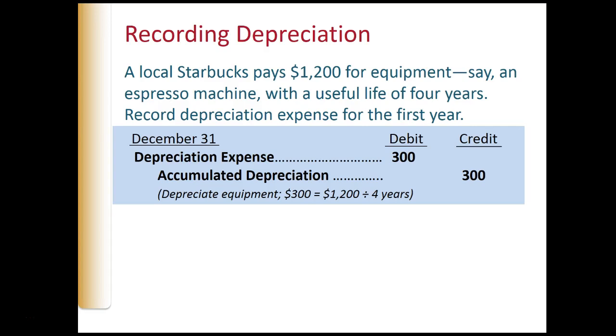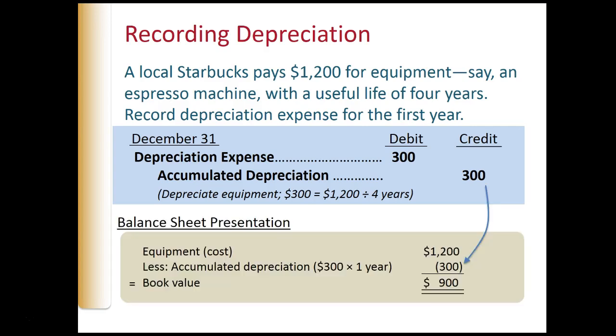So the credit side of the entry requires some explanation here. Accumulated depreciation is what we call a contra asset account, meaning that it reduces an asset account. So rather than credit the account equipment directly, we instead credit its contra account, which we offset against the equipment account in the balance sheet. In this manner, a company can keep track of the amount originally paid for the equipment and the amount of depreciation that has been taken on the asset so far.